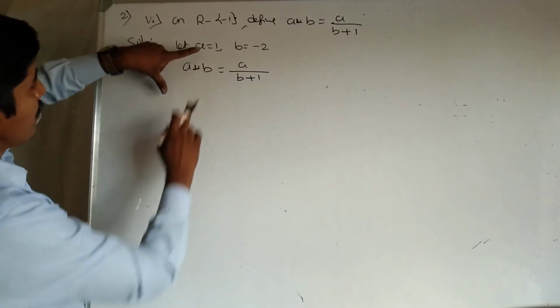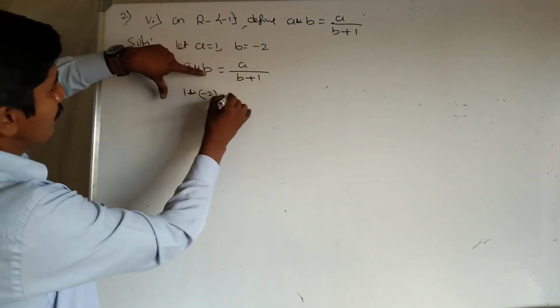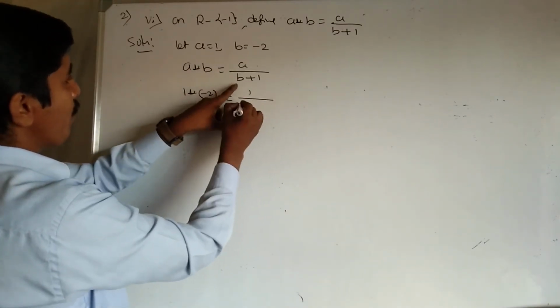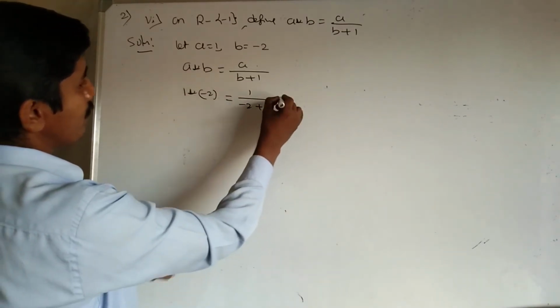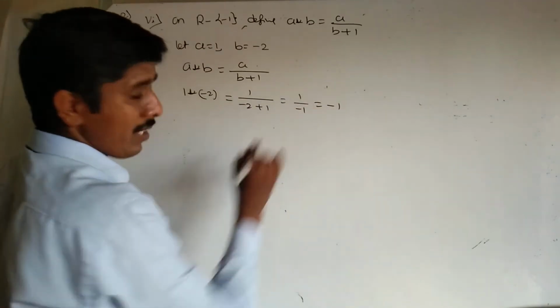Now we take A equal to 1 and B equal to minus 2 in A by B plus 1. Here A equal to 1 divided by B equal to minus 2 plus 1. That is 1 by minus 2 plus 1, which is minus 1. So we get 1 by minus 1, which is minus 1.